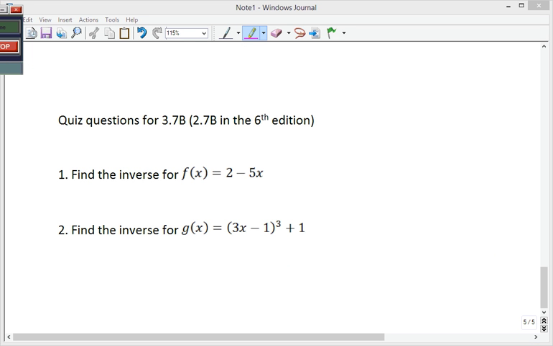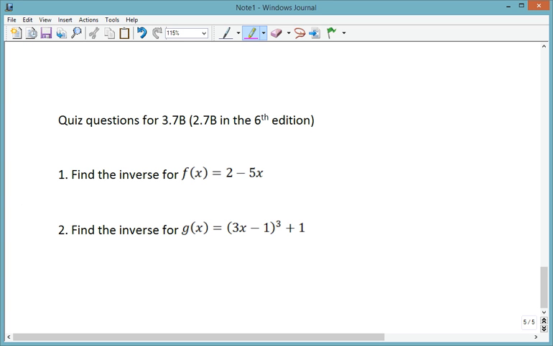Okay, there are 2 questions. Since this is the only video for today, and I figured I would keep with 5 questions per quiz to make it worth the same 5 points, there are 2 questions for this video. One is to find the inverse for f of x, which is 2 minus 5x, and the other is to find the inverse for g of x, which is (3x minus 1) all cubed plus 1. So write those down and solve them and put them into the quiz on Canvas.